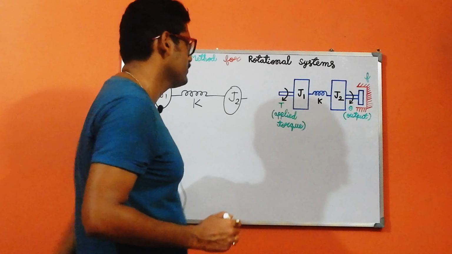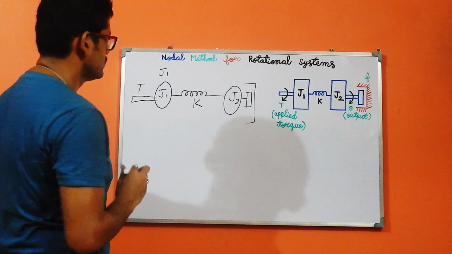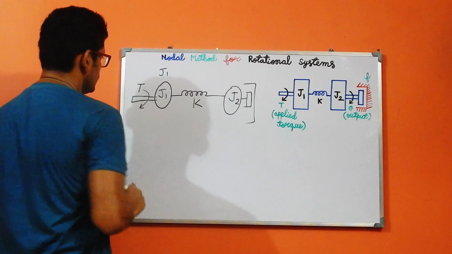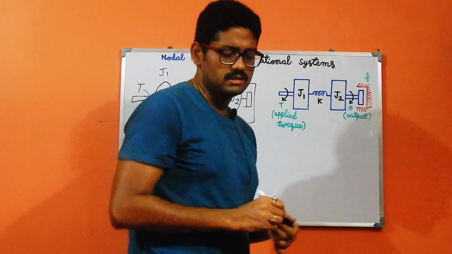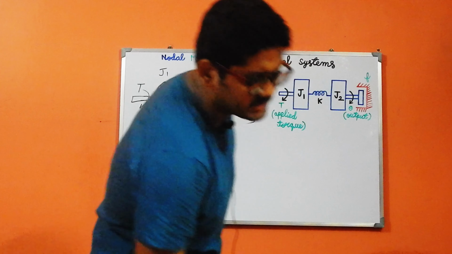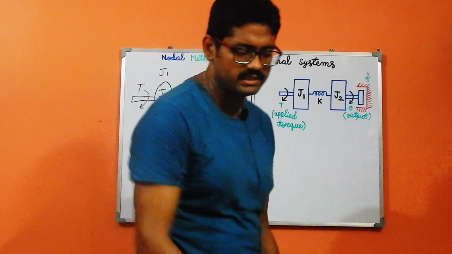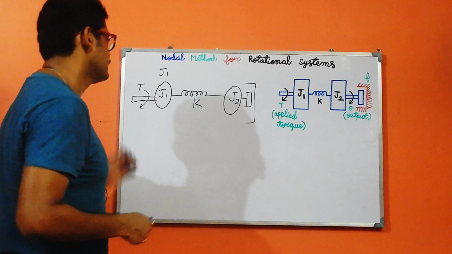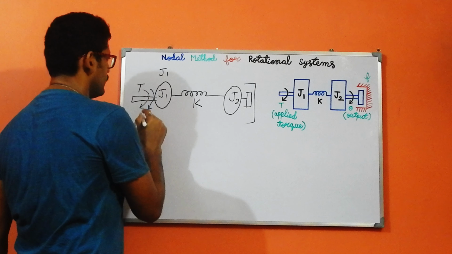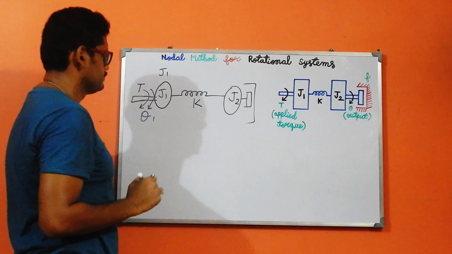Now if I apply the torque at this point, on this shaft, certainly an angular displacement happens at this disc, and say that angular displacement is theta 1.